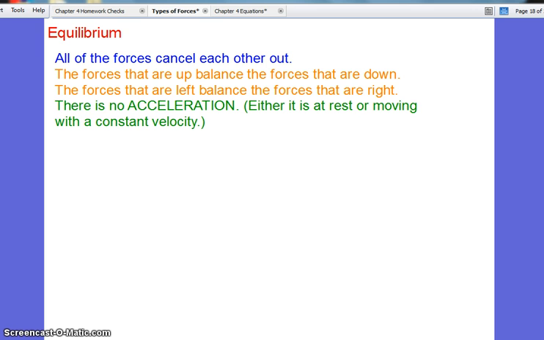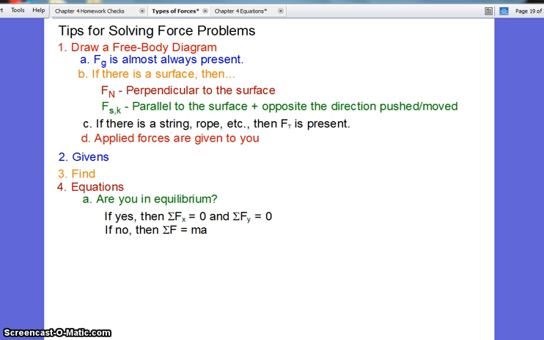And the law of motion that discusses when forces are balanced is the first law of motion. It says either an object stays at rest or an object stays moving at a constant velocity. So if you see either that the object is at rest or moving at a constant velocity, you know we're in equilibrium, and therefore there's no acceleration. So what does that mean if there's no acceleration?